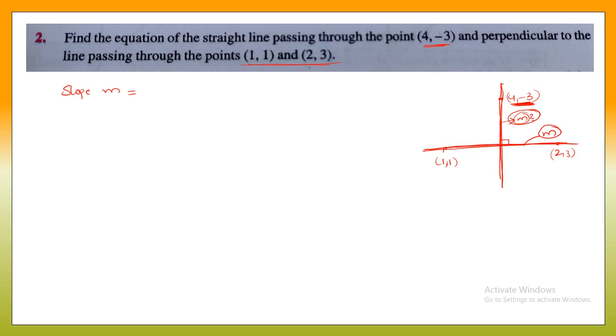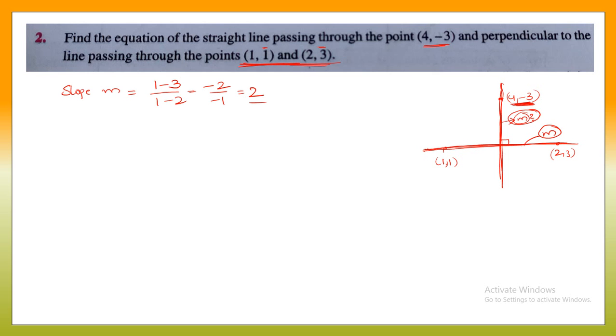So first of all, we are finding the slope of this given line. Slope m is equal to, so what are the points? (1, 1) and (2, 3). So y1 minus y2, so 1 minus 3 by 1 minus 2. So 1 minus 3 is minus 2, by 1 minus 2 is minus 1. So its slope is 2. So the slope of this particular line is 2.